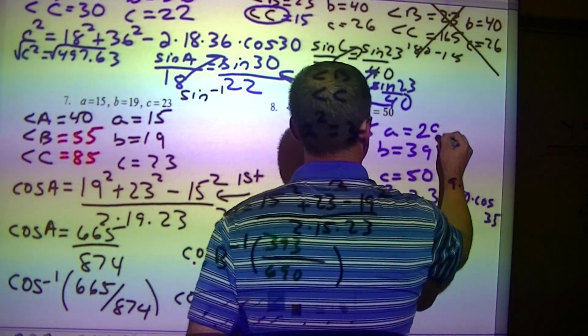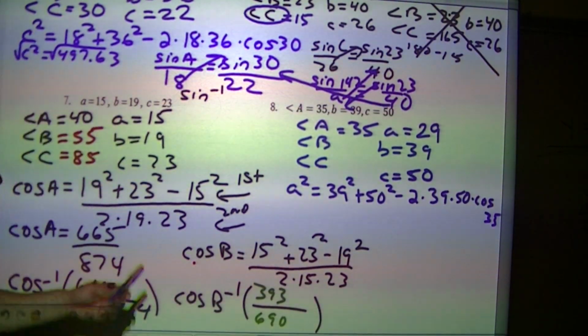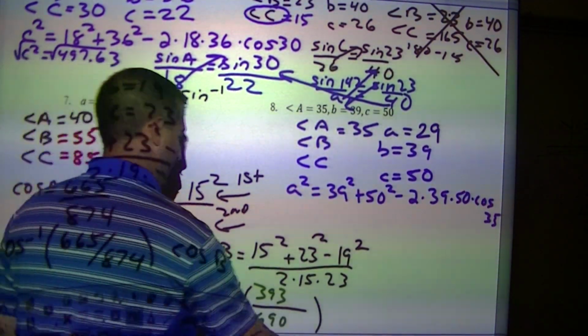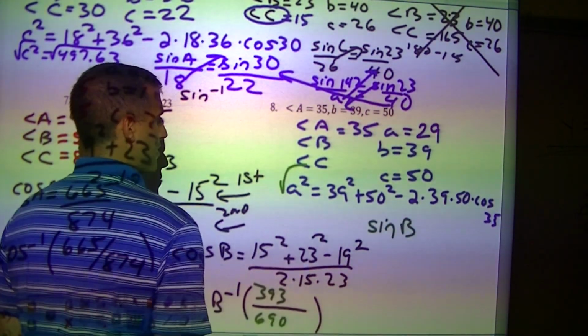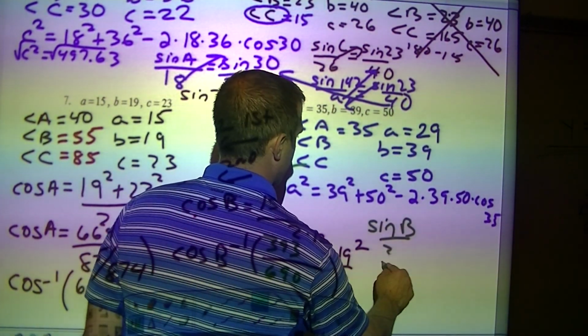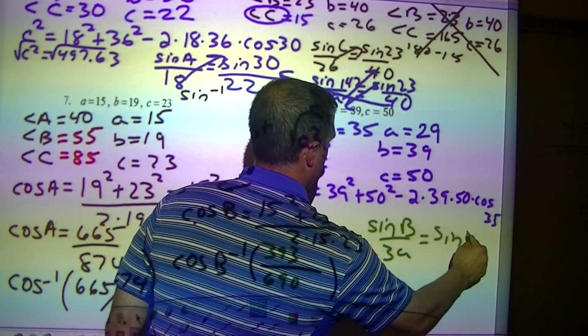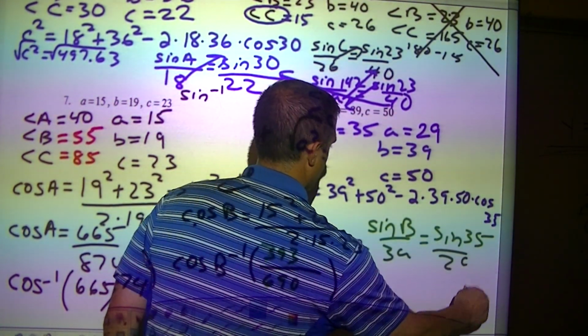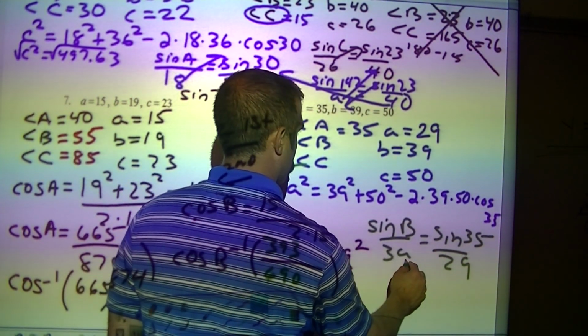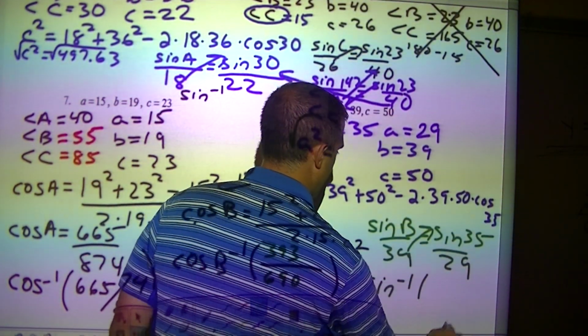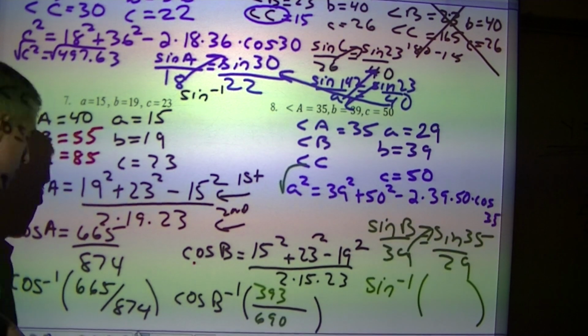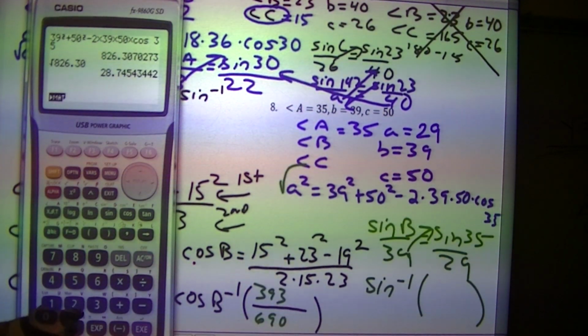All right, and so I'm going to use the law of sines now to help finish this off. So it's going to be sine of big B. Make sure you take the square root of this when you get done. Sine of big B over 39 equals sine of 35 over 29. Okay, this 39's got to go up. And I'm going to take the inverse of whatever that result is. Now I'm switching back to sine, so don't get confused.